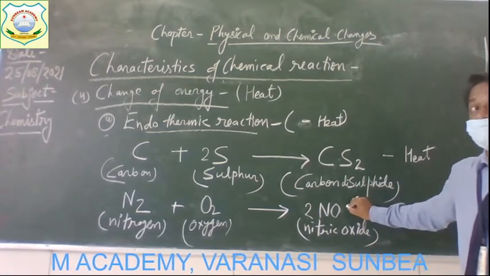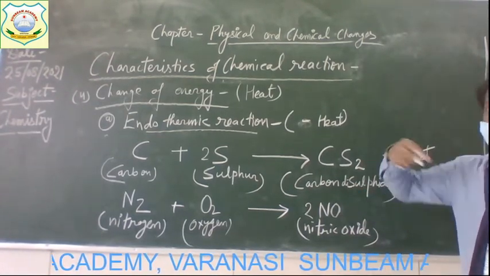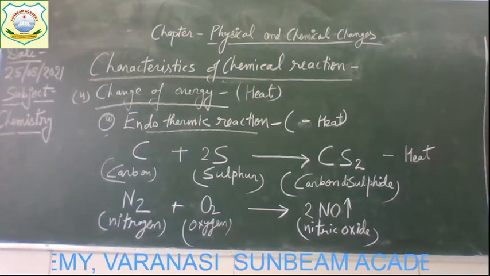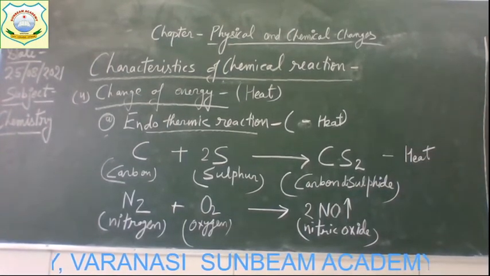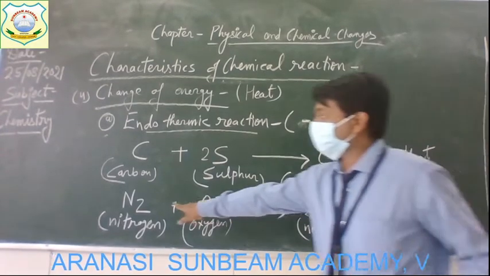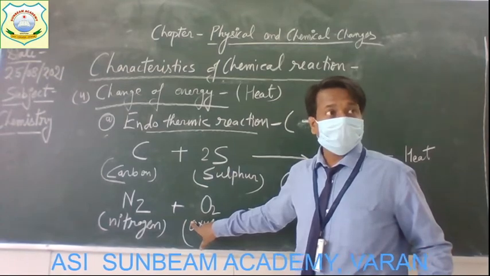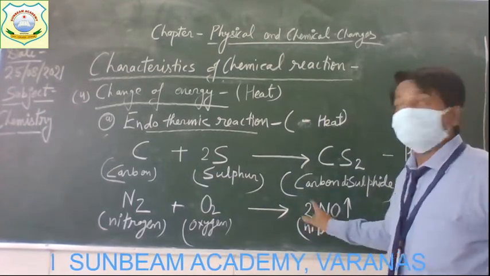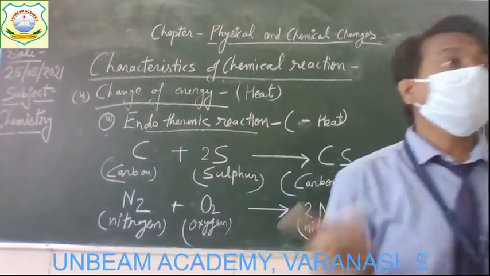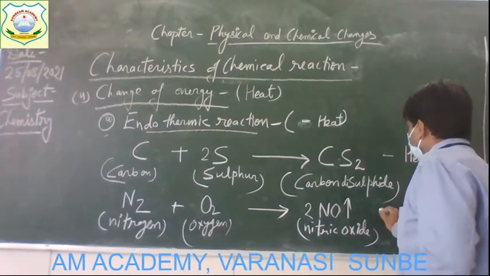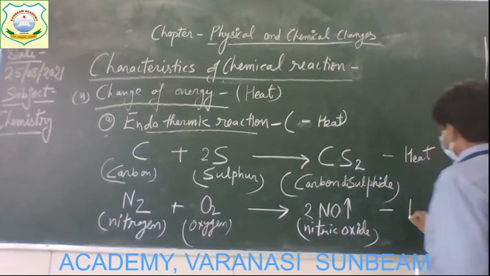So how are gases shown? By upward arrow. Okay, so nitric oxide will form when the reaction takes place between nitrogen and oxygen. Clear? But this gas will not form simply at room temperature. Okay, it requires heat.